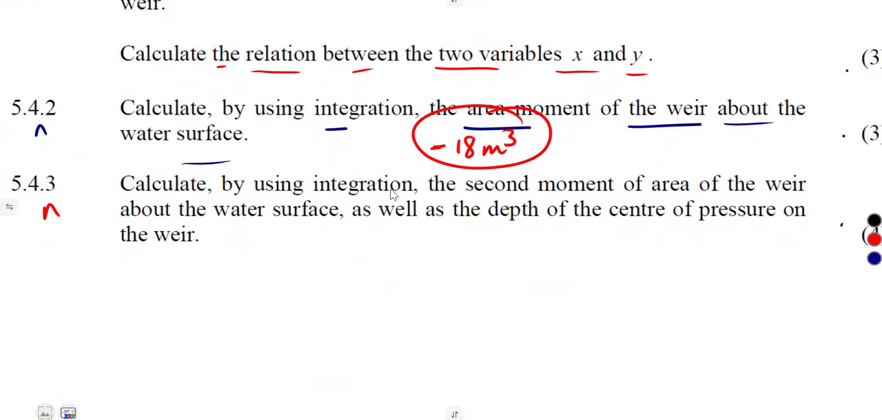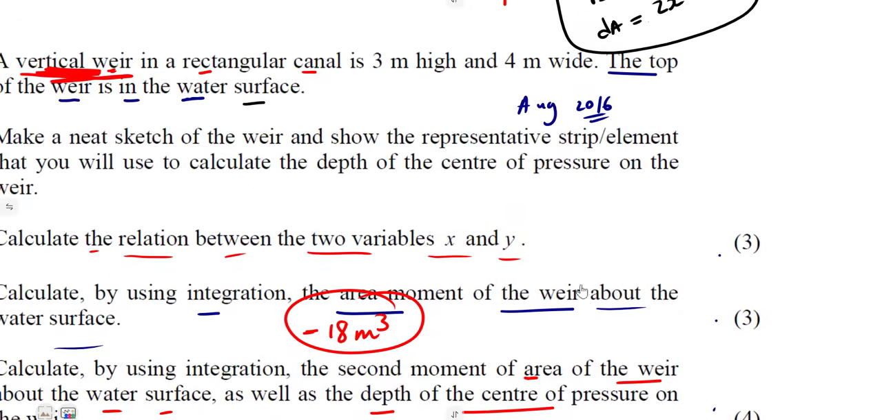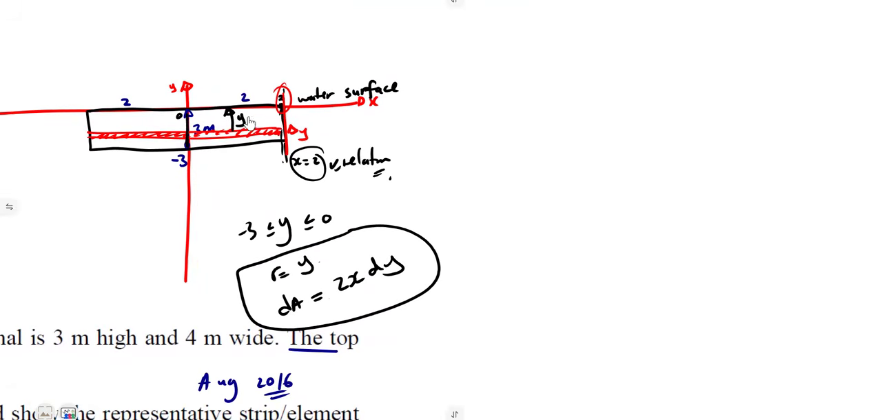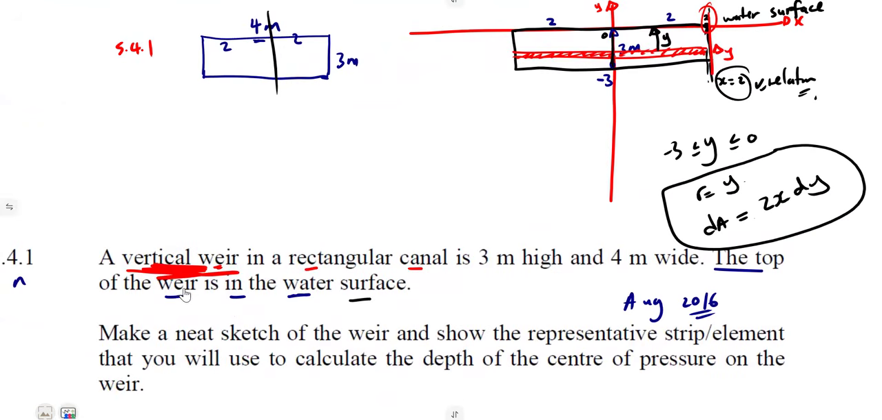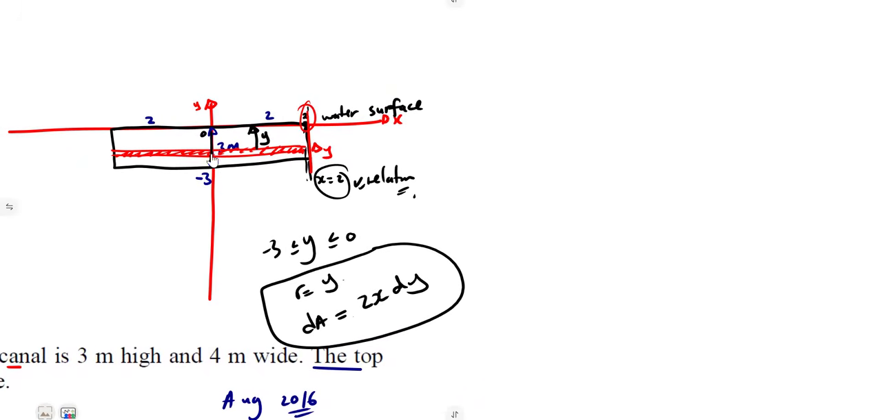5.43. Calculate by using integration the second moment of area of the weir about the water surface as well as the depth of the center of pressure on the weir. All right, so it's a continuation again. I'm not going to waste your time here because the only thing that changed are the limits. When they say the top of the weir is in the water surface, that's the only thing that changed. So it's going to be from 0 to -3. Otherwise, nothing changed. So let us quickly rush and have it.